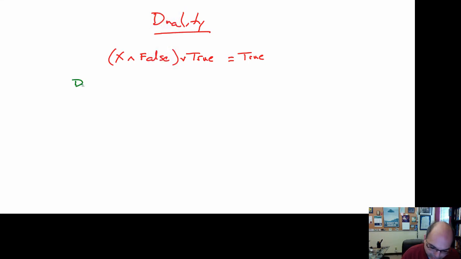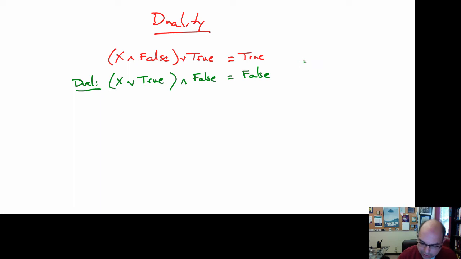So the dual statement, we're simply going to copy all the symbols over. So start with x, but ands are going to become ors. So we have x or, and false will become true. Likewise, ors become and, true becomes false. And that should be equal to true, which becomes false. Okay, so that's the way that we do dual statements.